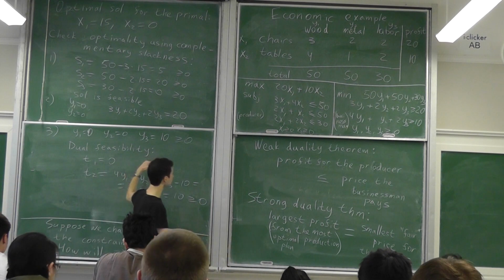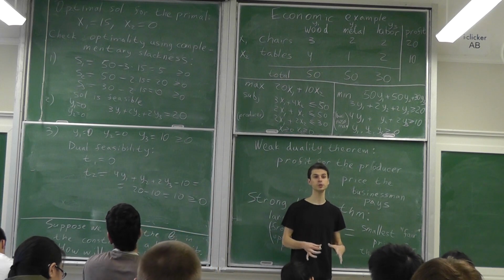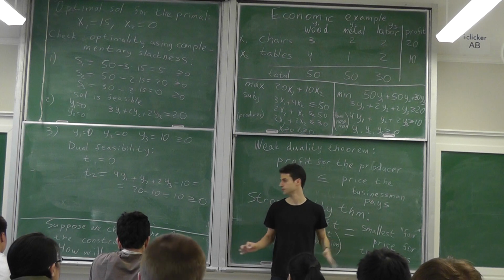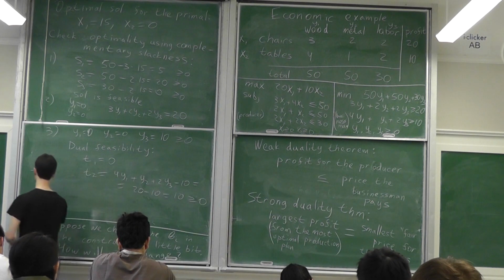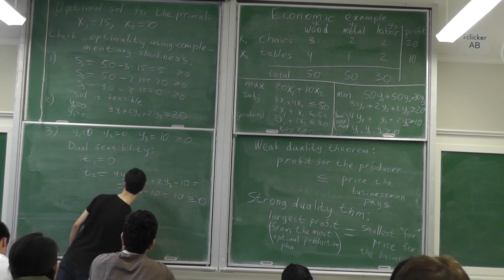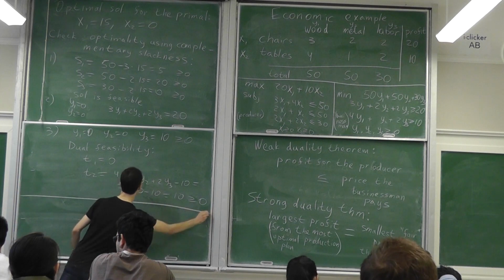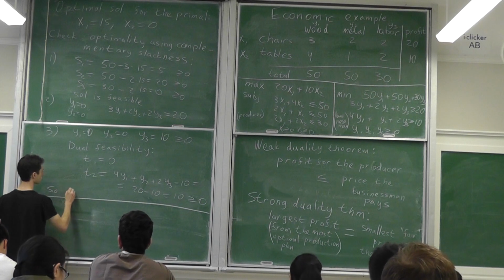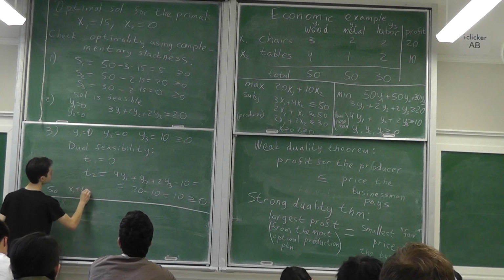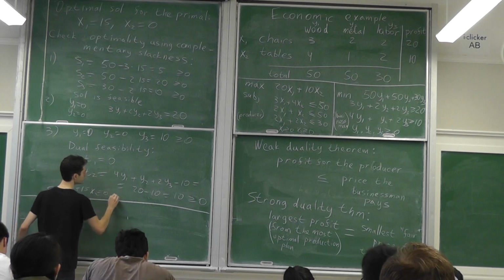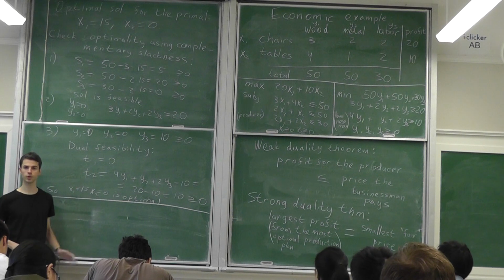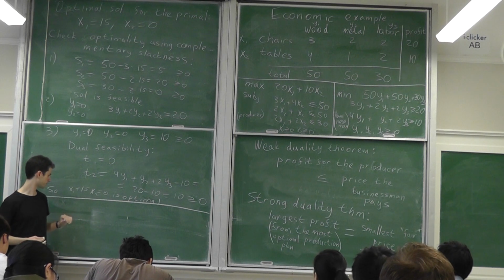Now we check everything. We have a feasible dual solution and a feasible primal solution. They satisfy complementary slackness. We are done. Both are optimal. So this solution, x1 being 15, x2 being 0, is optimal. Now we actually are sure about this.